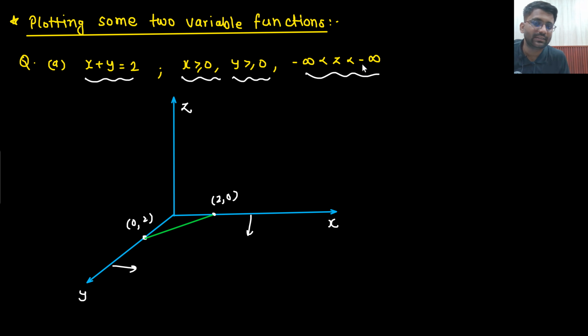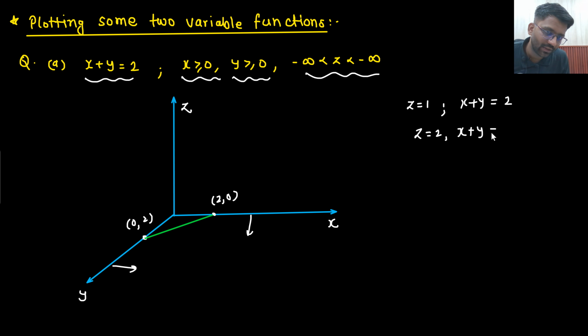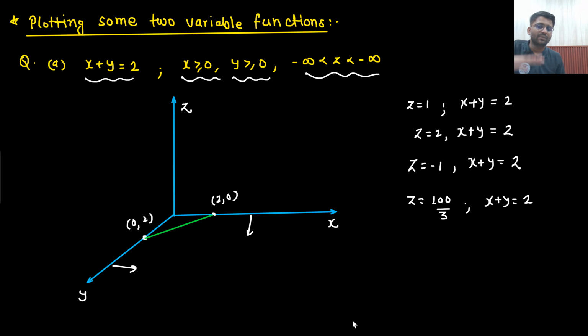Next, they are saying z can take the value from minus infinity to infinity. That means for every value of z, x plus y should equal 2. When z equals 1, x plus y equals 2 only. When z equals 2, x plus y equals 2 only. When z equals minus 1, x plus y equals 2 only. When z equals 100 by 3, then also x plus y equals 2 only.